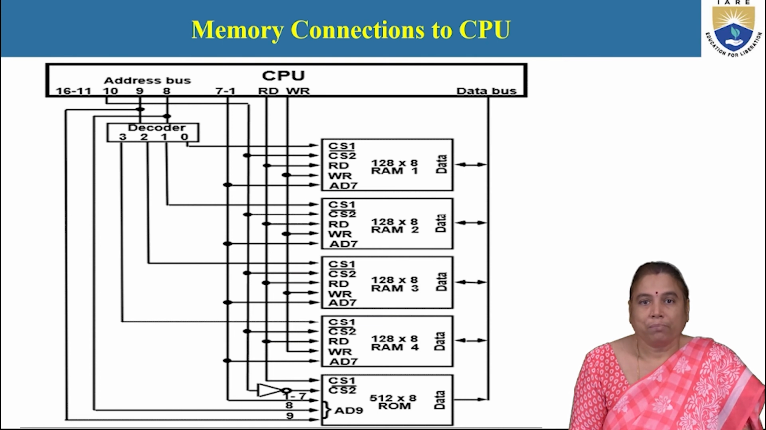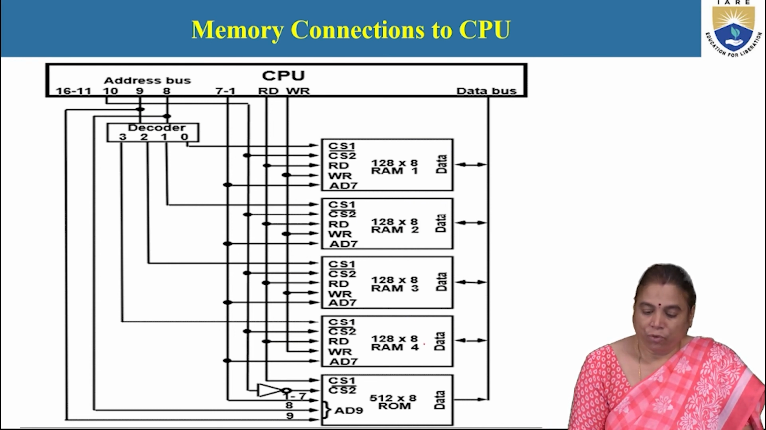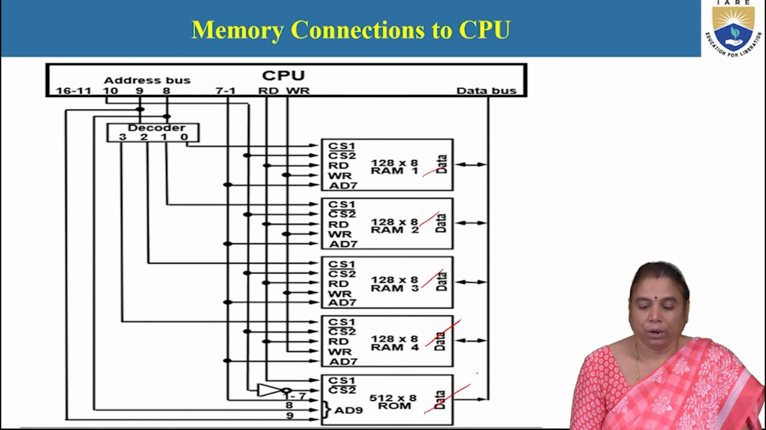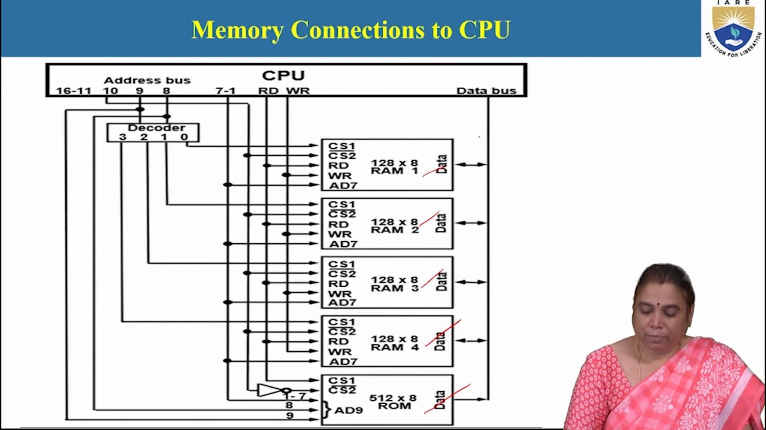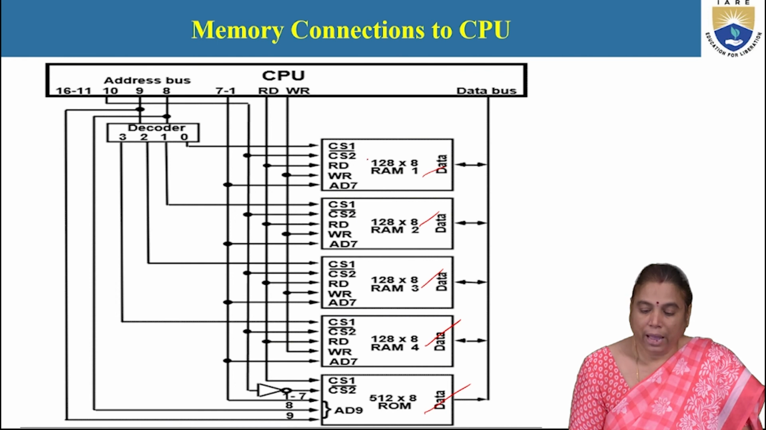Next, how can these RAM and ROM chips be connected to the CPU? Here there are 4 RAM chips and 1 ROM chip, and this is the CPU. The data bus is connected here, and these are the read and write signals. A 2x4 decoder is used here, and address lines 8, 9 and 10 are connected to these chips in order to activate them. The address lines are 1 to 7.